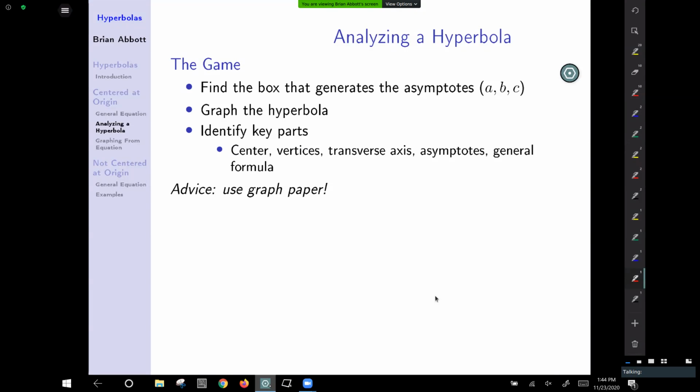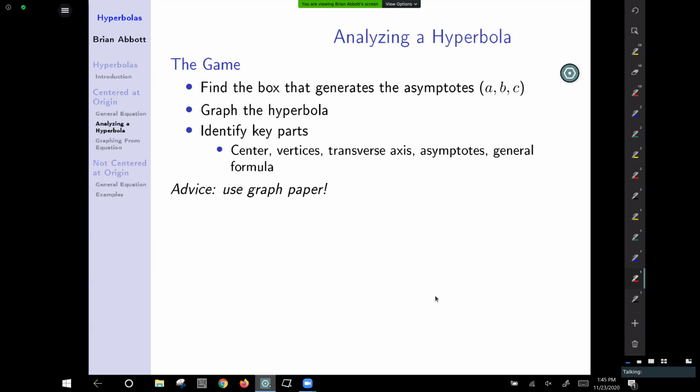Let's do an example of analyzing a hyperbola, breaking down everything we find out about it from some given information. A way to do this, if you're not provided with the formula and you're just given some points, is to find the box that generates the asymptotes. So maybe you're going to plot these points and figure out those A, B, and C values. Then you're going to use that to graph the hyperbola and identify the key parts: vertices, center, transverse axis, asymptotes, and then the general formula.